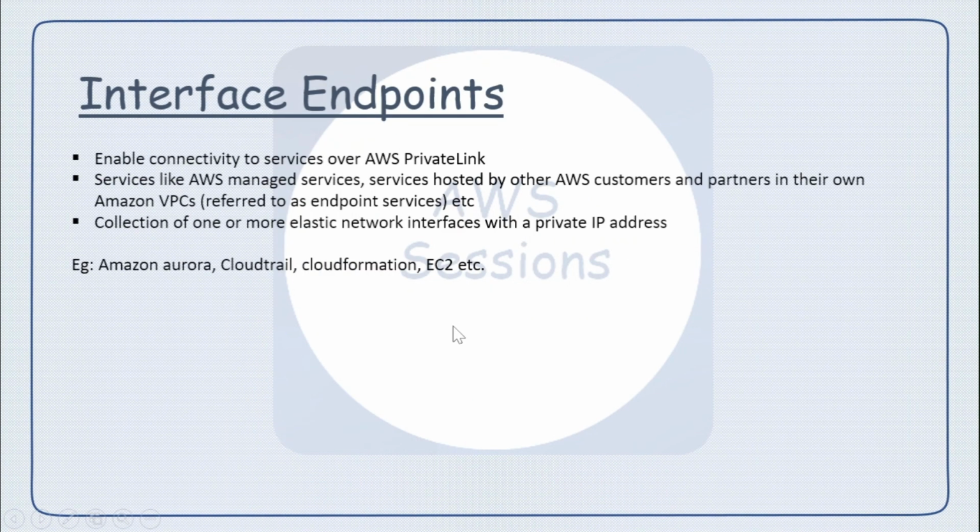So what is an interface endpoint? First of all, this type of endpoint uses AWS PrivateLink to allow connectivity. Secondly, it allows connectivity to AWS managed services, and to services hosted by other AWS customers and partners in their own VPCs. It is a collection of one or more ENIs with private IP addresses. When we create an interface endpoint, it uses the private IP address for communication and it also has security groups attached to it. Via the security group we can decide the traffic flow, or add the other security group from which we want to communicate. There are a lot of services which use interface endpoints, such as Amazon Aurora, CloudTrail, CloudFormation, EC2, etc.